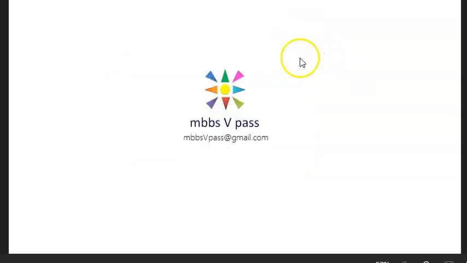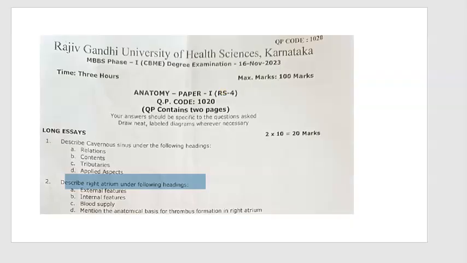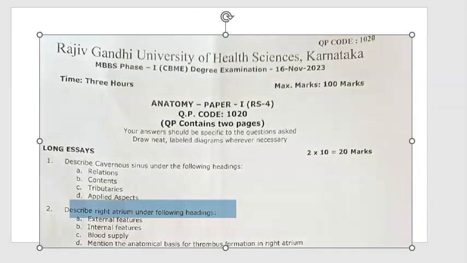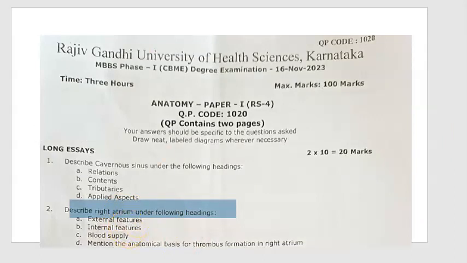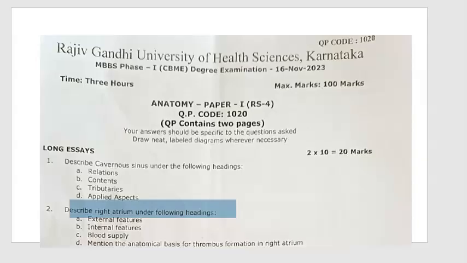But that is not our topic of discussion here. Here our topic of discussion is what, people? Right atrium only. So what did they ask you? They have asked you the external features. We are done with external features. Very good. Now take a clap. Now let us go to the next part.